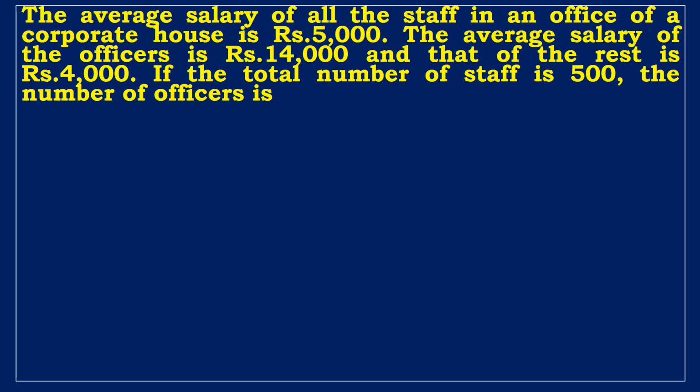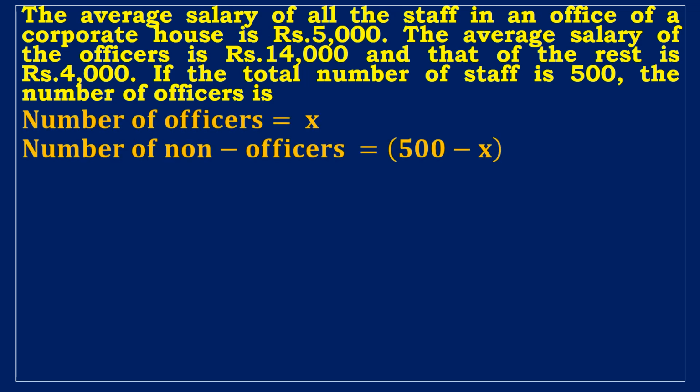We can use the equation concept to solve this problem. Let x be the number of officers. Then, we know that the total number of staff is 500, and the number of non-officers, also known as the rest of the staff, is 500 minus x.